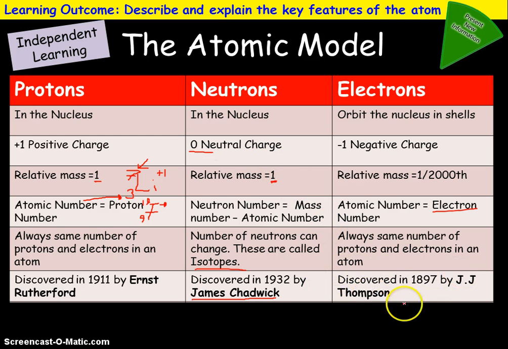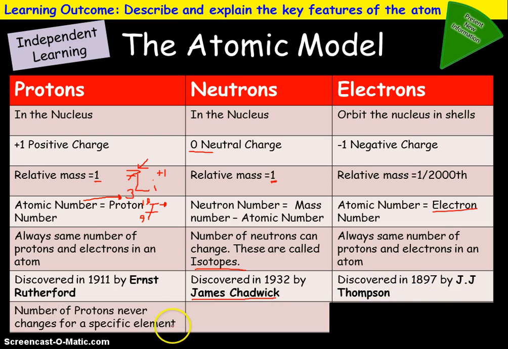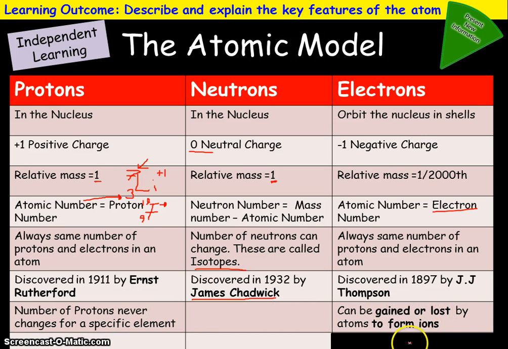And electrons, they were actually discovered first, and they were discovered by J.J. Thomson in 1897. And he used this to come up with his plum pudding model. So for an element, the number of protons never changes, and the last things we can say about electrons is that they can be gained or lost to form ions, as we've just discussed here, and they are always in shells, so 2 electrons in the first shell and then 8 in every shell after that.